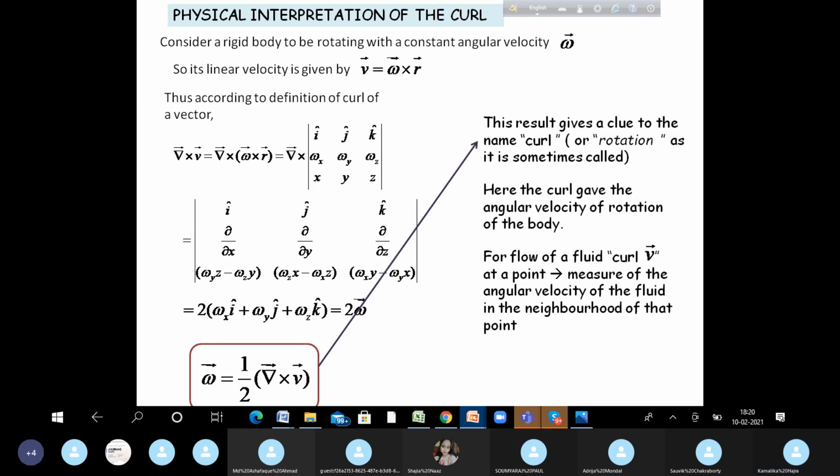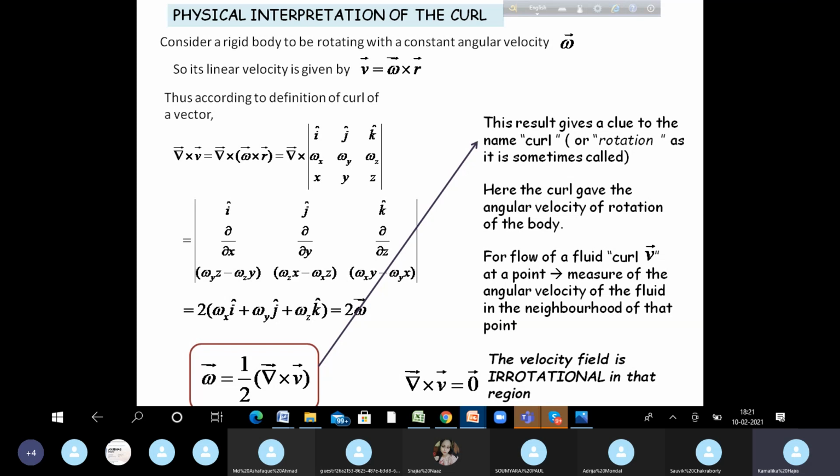Okay. So for the flow of a fluid, for example, curl v at a point is a measure of the angular velocity of the fluid in the neighborhood of that point. Okay. Evidently, if curl v is 0, then the velocity v is irrotational in that particular region. This is why the curl is related to the rotational motion of a body.